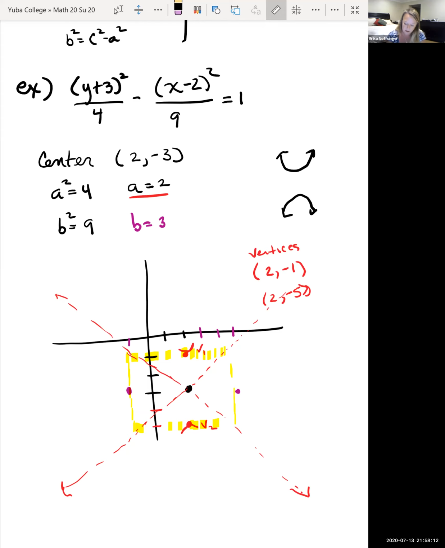So in our graph, the y value is positive, and so it's going up and down. And so it's going to get pretty wide because it's going to follow these lines eventually. So our graph is symmetrical across this horizontal and vertical line. This vertical line going through the center and our vertices is our transverse axis, and the other is our conjugate axis.